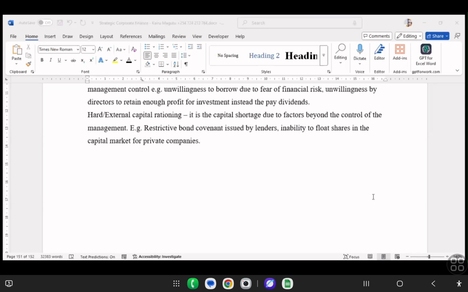I see someone had written that soft capital rationing occurs when the company itself chooses to limit the capital allocation to investment, even if external financing is available. Yeah, factors within your control. That is what we said. And that is what we call the capital rationing.